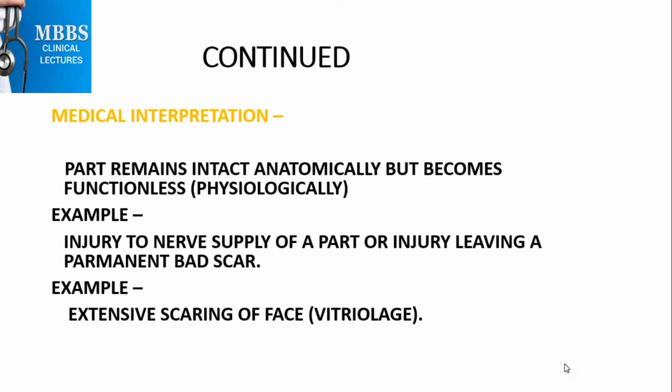For example, injury to the nerve supply of a part, or an injury leaving a permanent bad scar, is itlaf-e-salahiyat-e-udu. Example: extensive scarring of the face in vitriolage. Vitriolage is a term used for throwing a strong acid or alkali on an opponent, and it causes acid burns. If this is on the face and causes permanent loss or disfigurement, then it is itlaf-e-salahiyat-e-udu. So itlaf-e-udu, loss of an organ; itlaf-e-salahiyat-e-udu, loss of function of an organ.